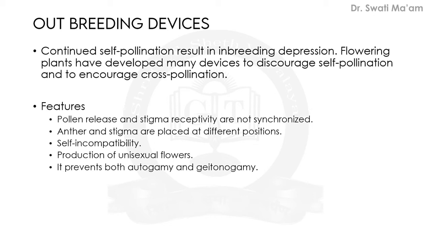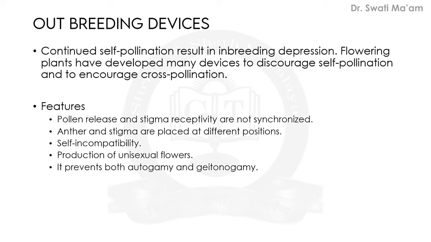The third device to prevent inbreeding is self-incompatibility. Self-incompatibility is a genetic mechanism which prevents self-pollen from fertilizing the ovules by inhibiting pollen germination or pollen tube growth in the pistil.